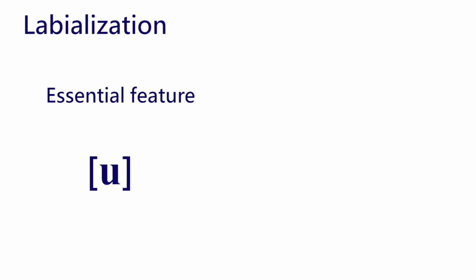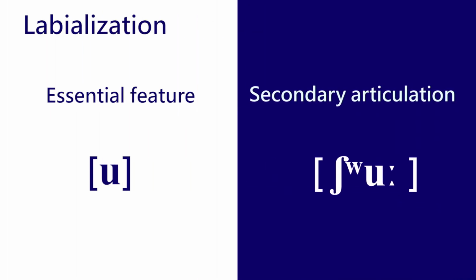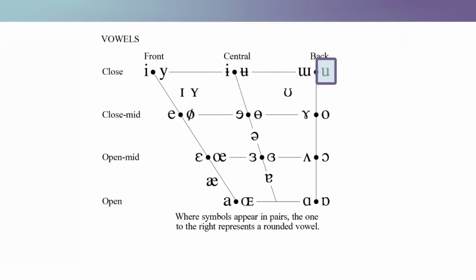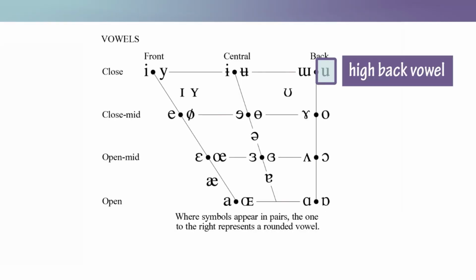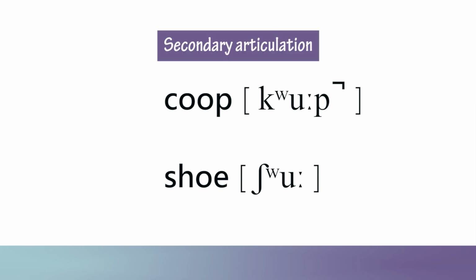Labialization may be an essential feature of the sound rather than a secondary articulation. So that's the thing with labialization. The vowel u, for example, is essentially a labial vowel. Although if you look at the chart, you see that it's a high back vowel, you also notice that it's a rounded vowel, and the rounding refers to the lips, which means that it is labialized, because how do you labialize? You round your vowels. Labialization can be secondary articulation in the case of consonants like coop, or in the word shoe, you labialize sha.